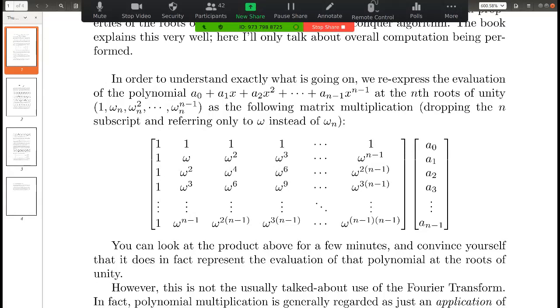If we're multiplying two degree 2 polynomials together, each of them would have to be evaluated at at least 3 points in order to represent them uniquely, faithfully, in the value space. But we're going to multiply them together, and the result is going to go up to degree 4. So really, we need at least 5 roots of unity in order to represent the resultant once we multiply them together.